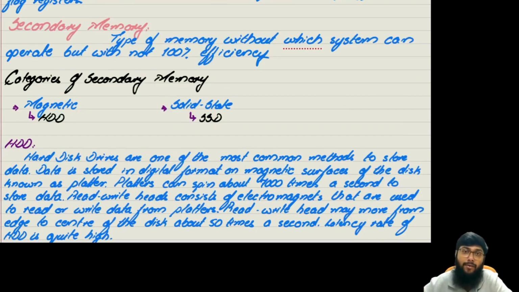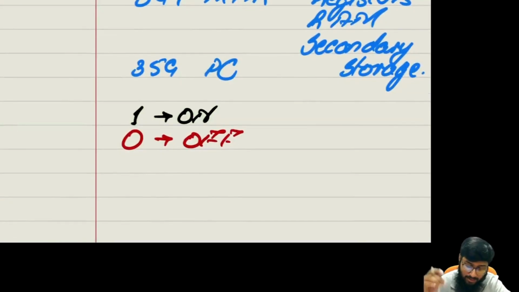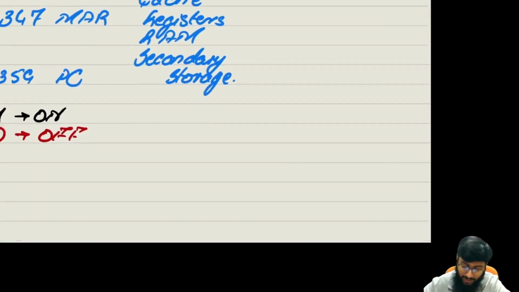Now, if I'm going to categorize the secondary storage devices, they are categorized into two categories. The first one is the magnetic, which contains the hard disk drives, and the other one is the solid state, which contains the solid state drives. Now, when it comes to the hard disk drives, how are the hard disk drives actually working?